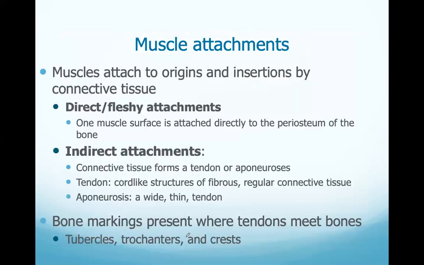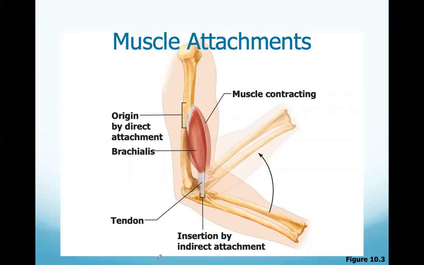Now, how are the insertions different? You can have insertions that are identified as direct. These are fleshy attachments where the muscle surface is attached directly to the periosteum of the bone. If you remember, periosteum was the connective tissue that was wrapped around the bone. And you can see it on this picture as the direct attachment right here.